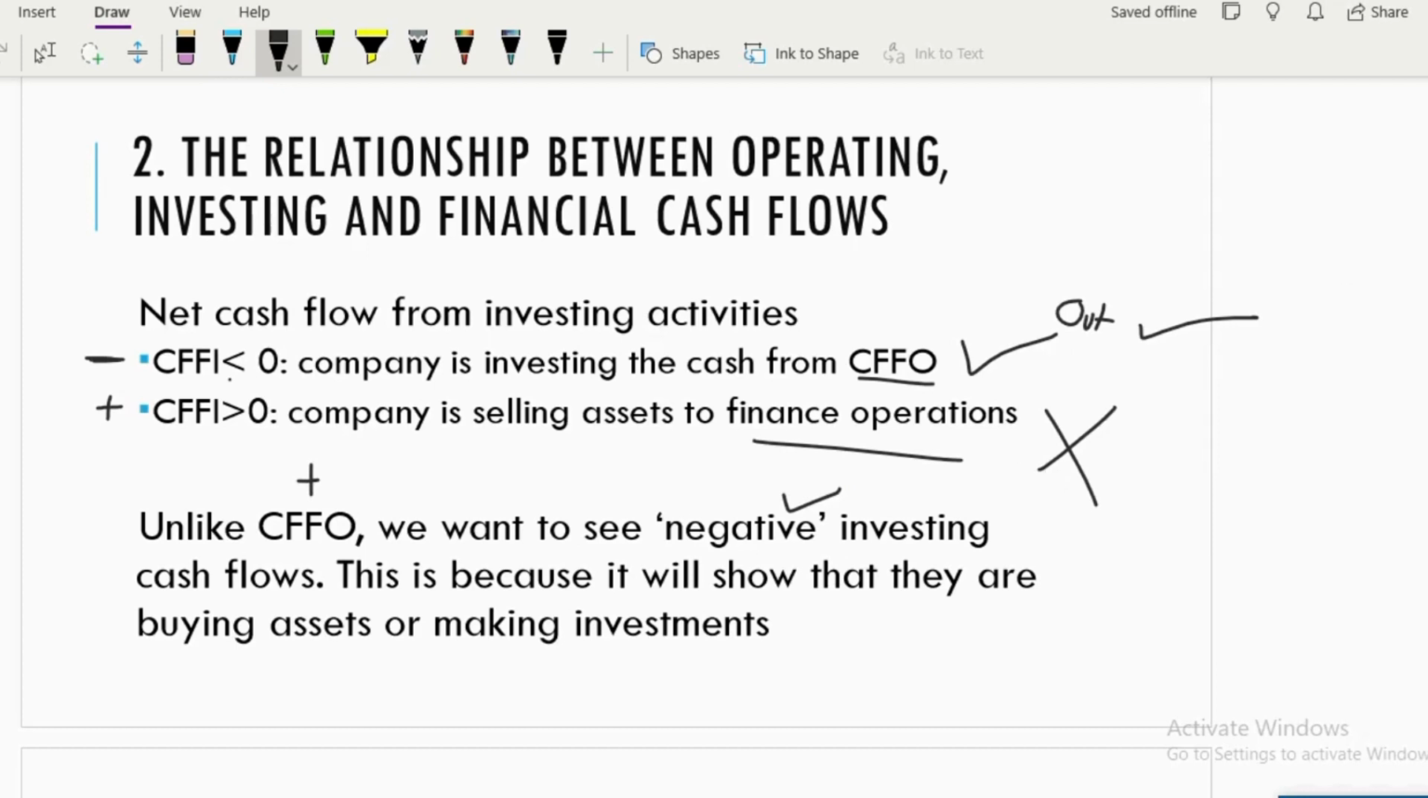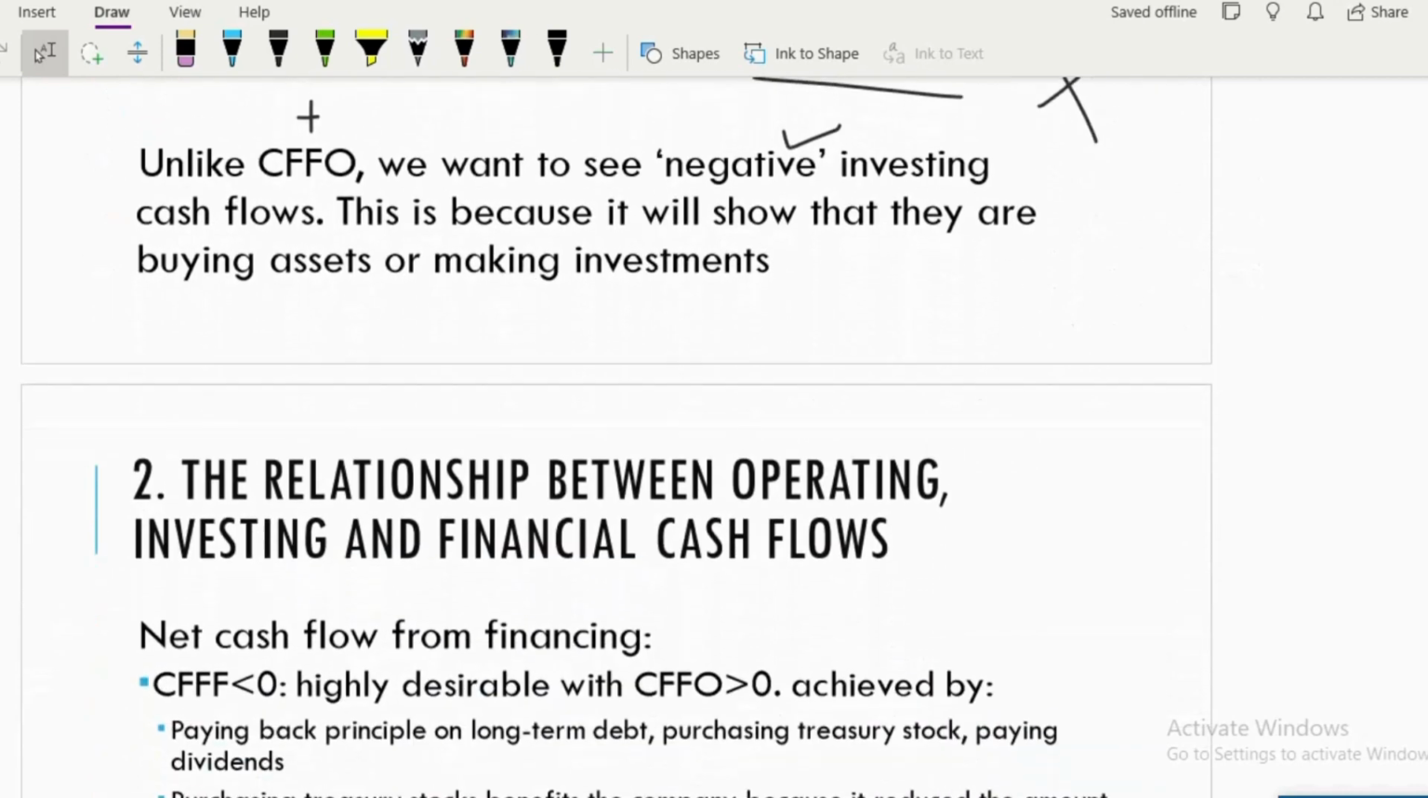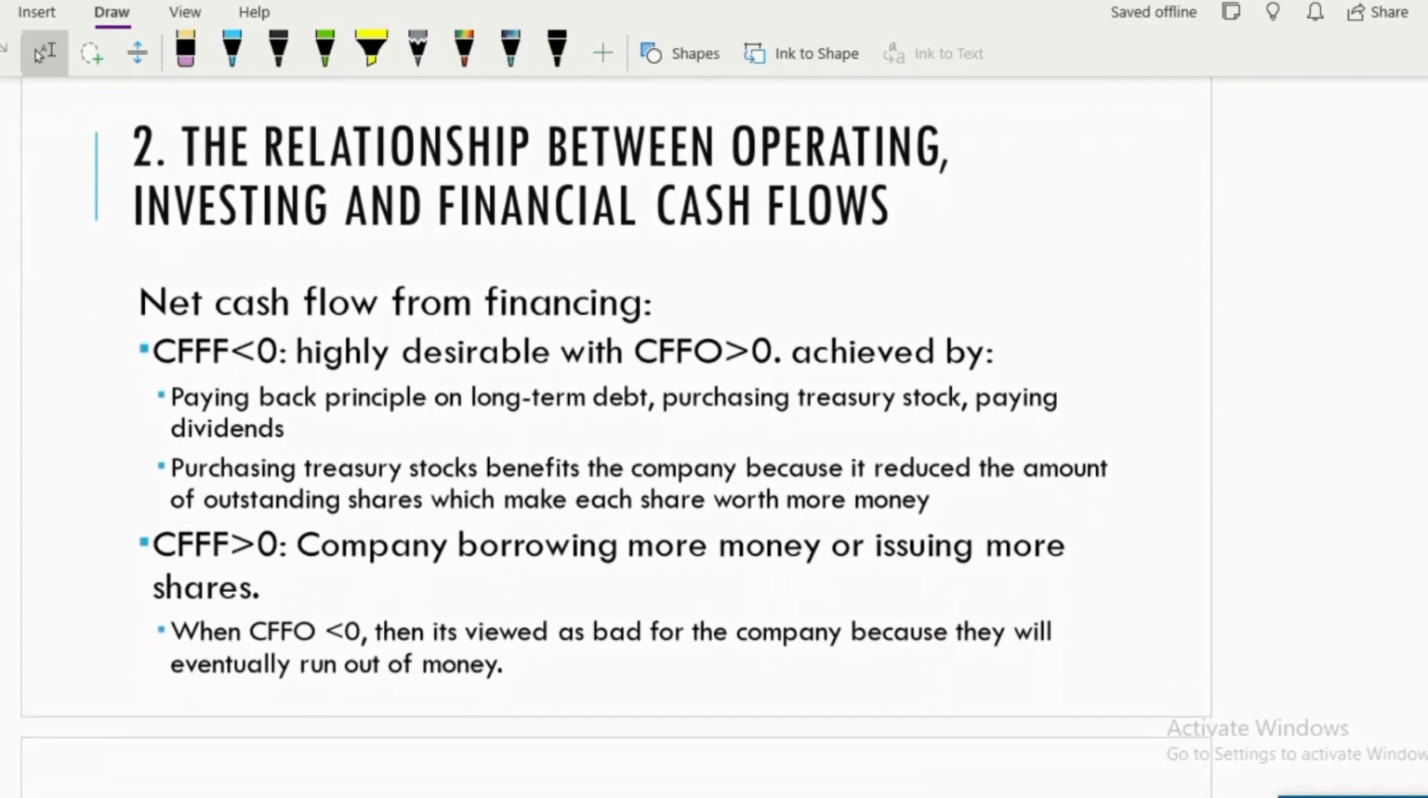Okay, now let's move on towards the financing activity section. If you talk about financing activities, we want financing activities according to our operations. So when your CFFF, like cash flow from financing activity, is less than zero, this is highly desirable. It means you have less borrowings, you are not borrowing much. So it's highly desirable. In which situation?